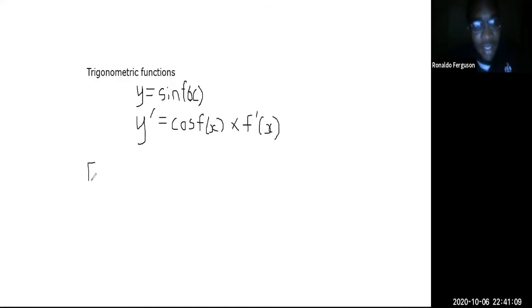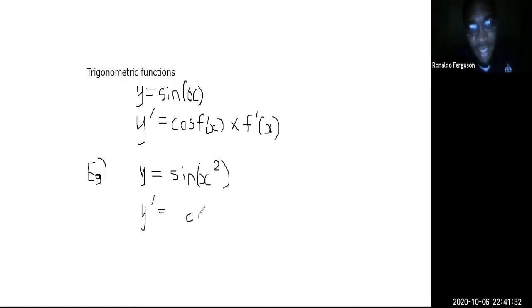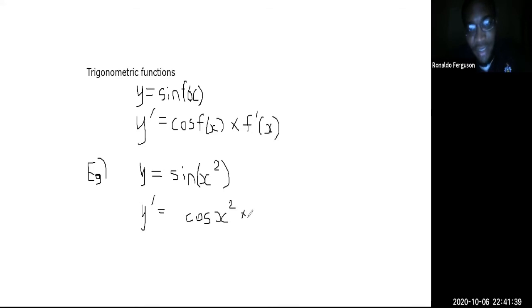So for example, let's say y is equal to sine x squared. And what is dy by dx? Dy by dx, or y prime, is equal to cos x squared times 2x. Very good. And so this simplifies to just be 2x cos x squared. And so that is y prime.